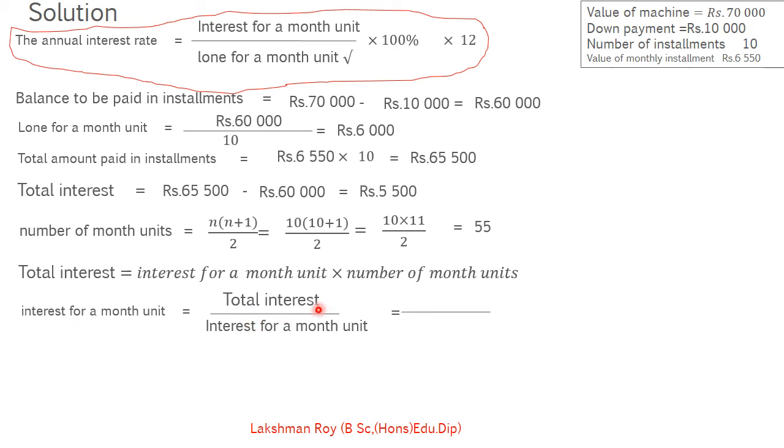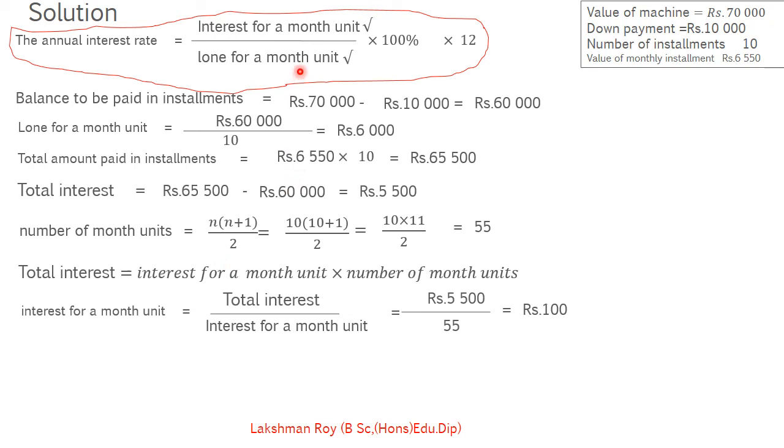So here the total interest is 5,500, which should be divided by the number of month units, that's 55. So to divide 5,500 by 55, you can cut the 55, and then you easily get 100 rupees. So that is the interest for a month unit, right?